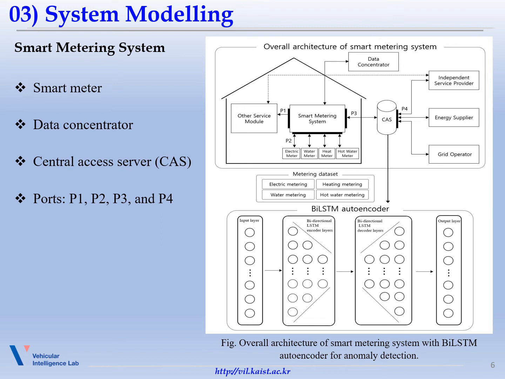Port P3 is used for two-way communication with the distribution system operator, called DSO, to send information such as metering values, status, power quality, and outage measurements. Port P4 is a gateway for ISPs, energy suppliers, and grid operators to acquire measurements from port P3.